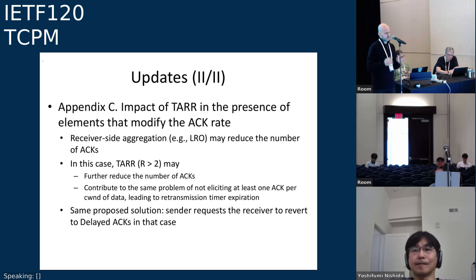So we also present receiver-side aggregation, such as LRO, in the appendix. We explain that it may also reduce the number of ACKs. In this case, TARs using a request of R greater than 2 may further reduce the number of ACKs, and may contribute to the same problem of not eliciting at least 1 ACK per congestion window of data, leading to retransmission timer expiration. We understand that the same proposed solution would apply, meaning that the sender would request the receiver to revert to delayed ACKs in that case.